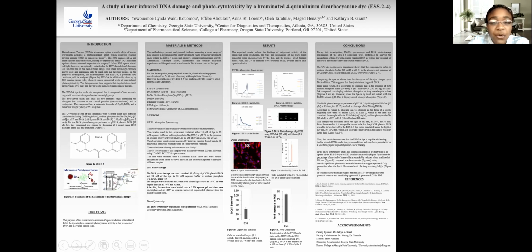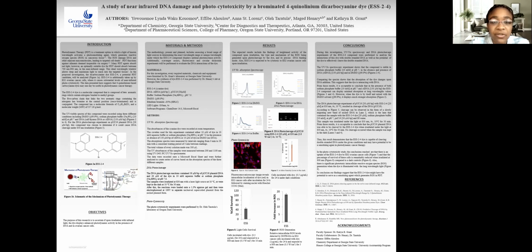Figure 1b shows the mechanism of photodynamic therapy, which requires both a photosensitizing agent and light in order to create a reactive oxygen species. Examples of reactive oxygen species include hydroxyl radical, superoxide, hydrogen peroxide, singlet oxygen, and nitric oxide. The point of my research is to establish the fact that when irradiated with infrared light, the dye will show enhanced photodynamic activity in the presence of DNA as well as in ovarian cancer cells.